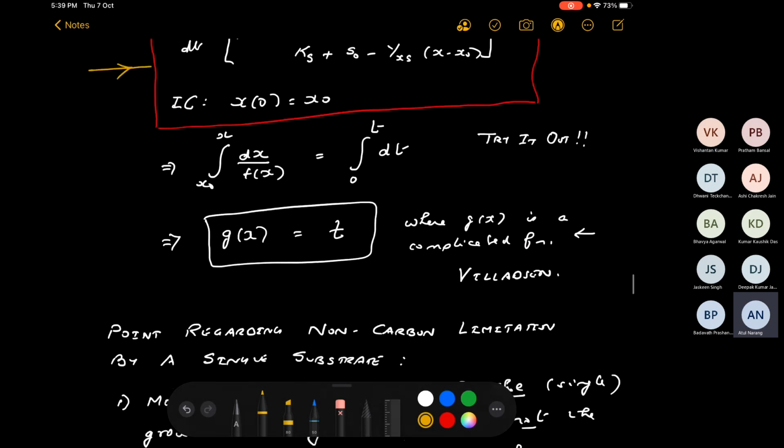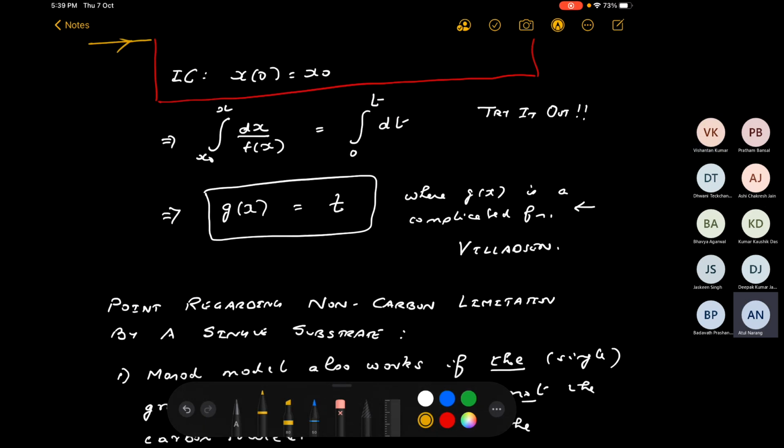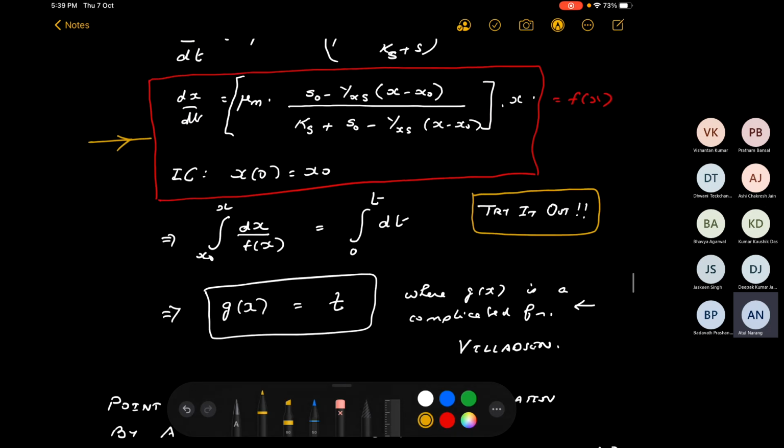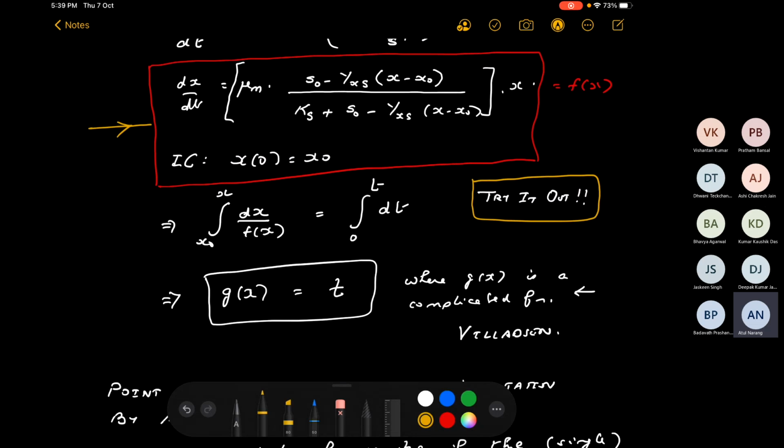So, and I even wrote. Can you see this? Yeah? Try it out, or find out the solution. It's just a simple trick where you integrate an equation. But the problem is it'll give you t as a function of x instead of x as a function of t.